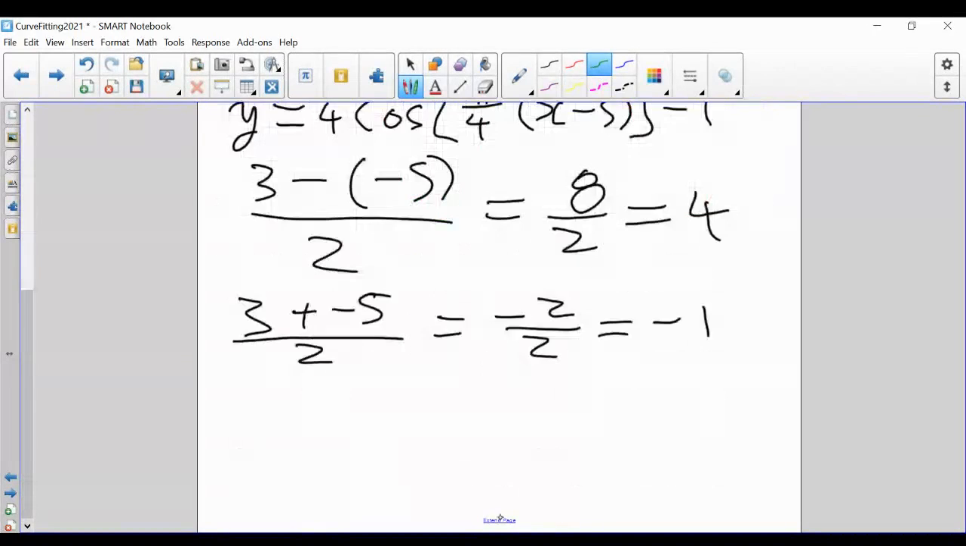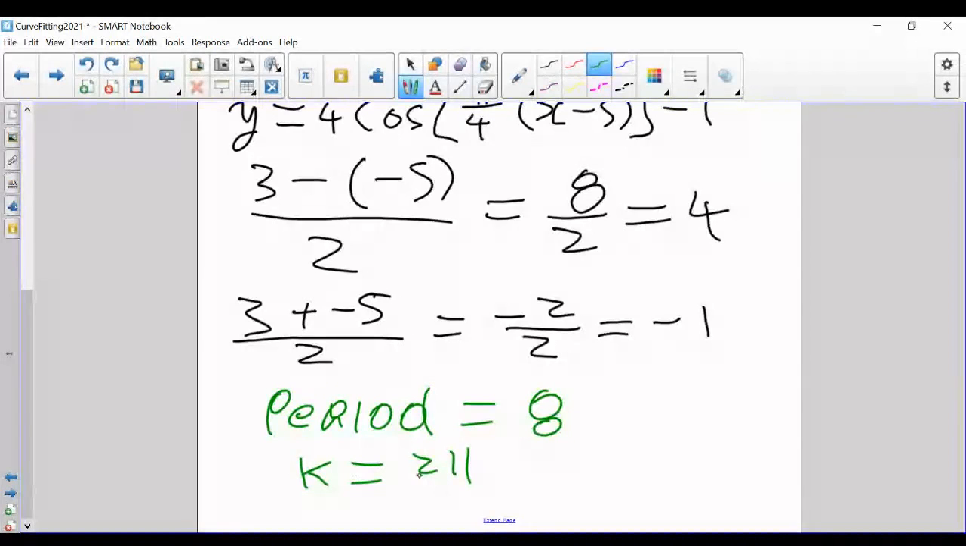So the period was equal to 8. So the K is equal to 2 pi over 8, which is pi over 4, which is exactly what that person had, which is exactly what Hussein has.